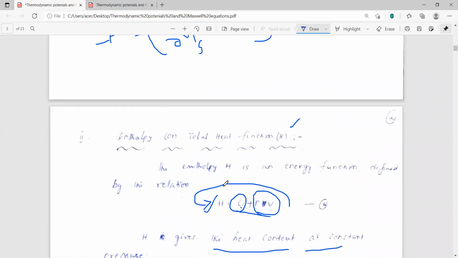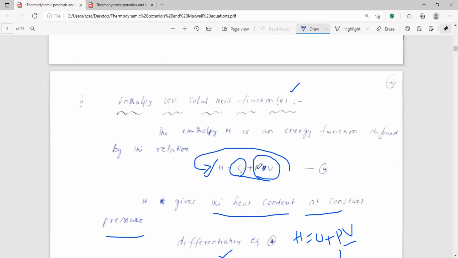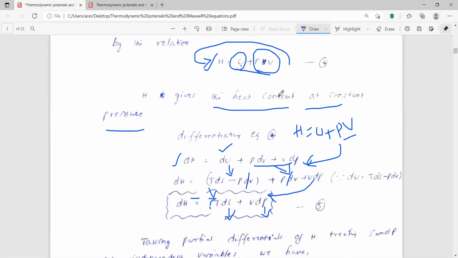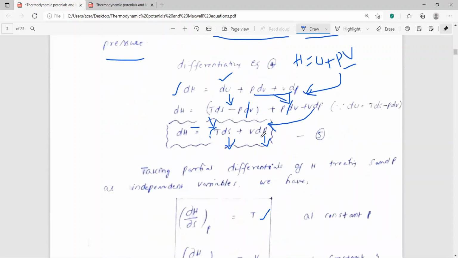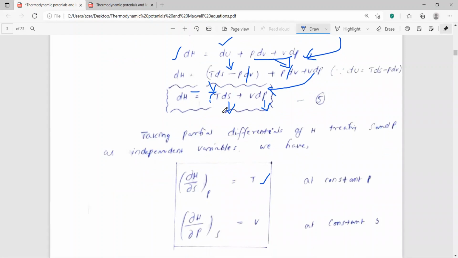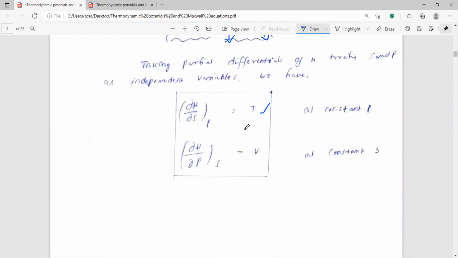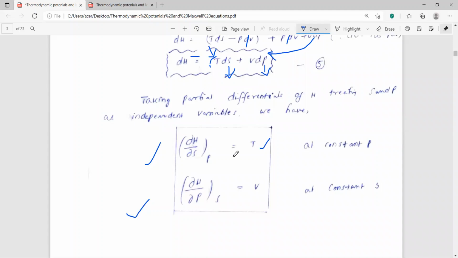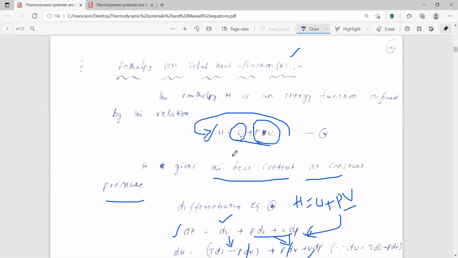So what is enthalpy? Enthalpy is the total heat function of the system. This can be explained by the equation H equal to U plus PV. So you differentiate this equation. After that, instead of dU, you write TdS minus PdV. These two terms will be cancelled out. From this, you get this equation. From this equation, if you take entropy as a constant and pressure as a constant, you can get these two equations. So, according to the situation, by using all these equations, we can easily explain the thermodynamic state of a system.